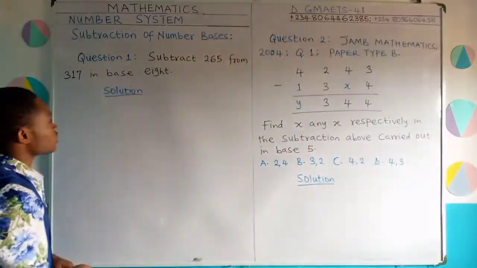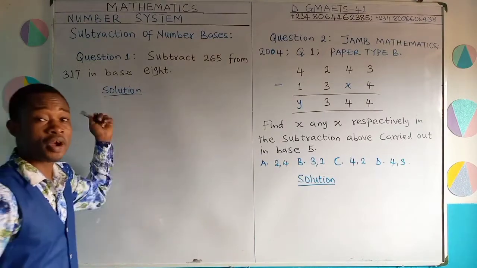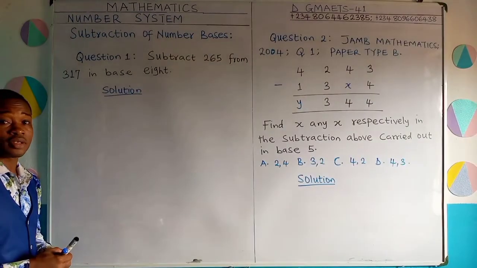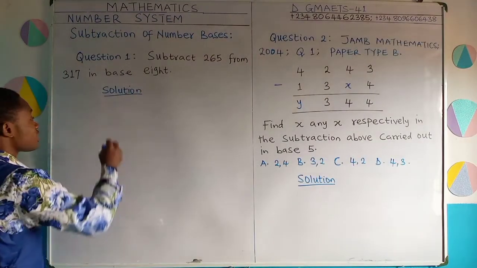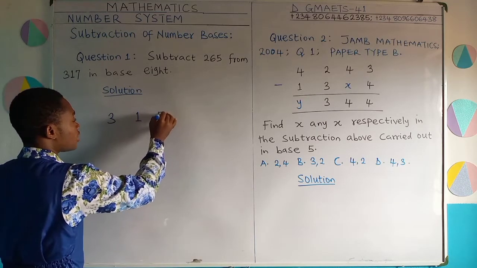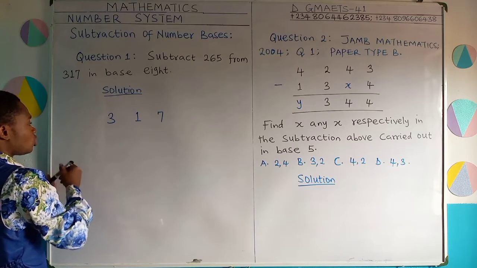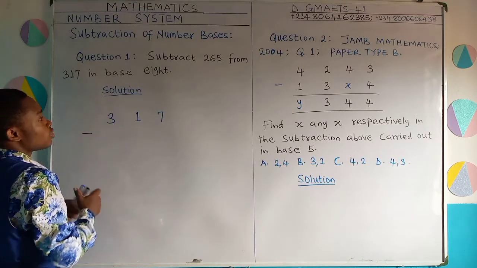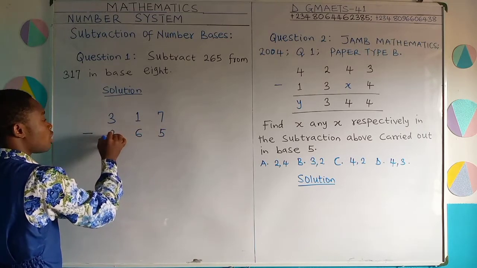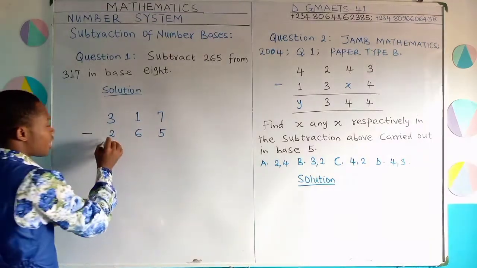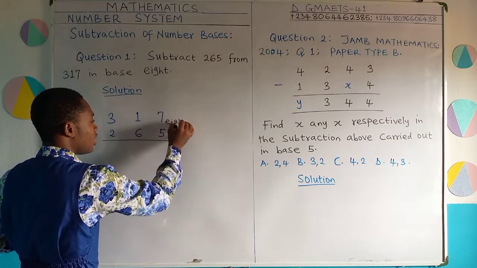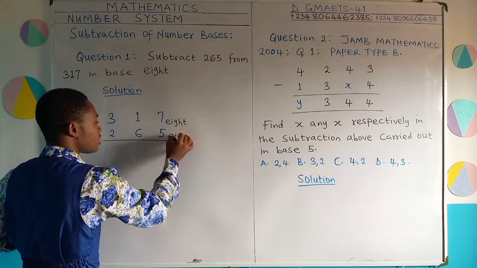Now, the first question, we have to subtract 265 from 317 in base 8. So the calculation is to be done in base 8. Subtract 265 from 317. So 317 will come first. Then we are subtracting minus 265. So 5 will come under units, 6 under tens, and then 2 under hundreds. Remember that this calculation is to be done in base 8. So let me indicate base 8 and then base 8.